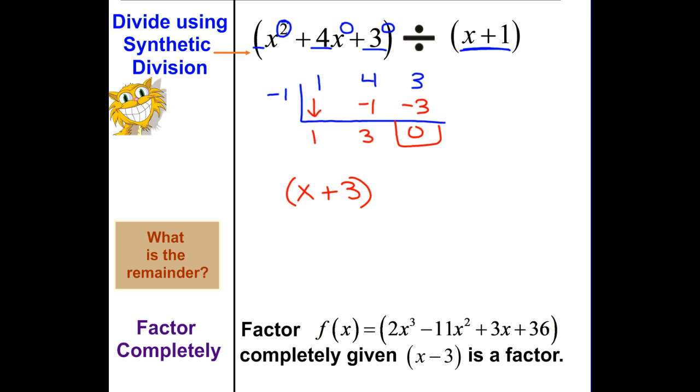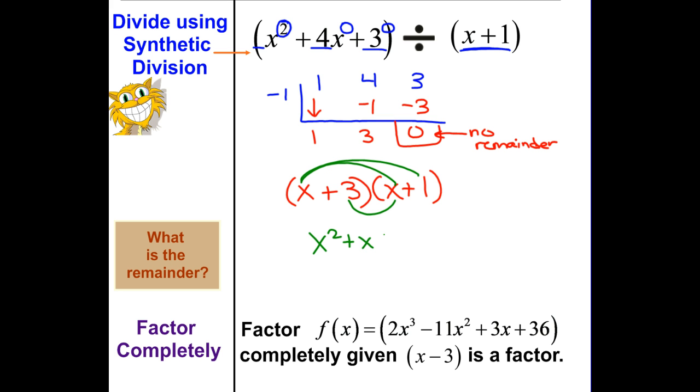It also tells you that we can divide x squared plus 4x plus 3 by x plus 1 evenly because there's no remainder. So since I can divide it, that means that I can multiply x plus 1 times x plus 3 to get us x squared plus 4x plus 3. Let me show you quick that that's true. So we're going to multiply here. We get x squared plus x plus 3x plus 3. Combine our like terms, we get x squared plus 4x plus 3.